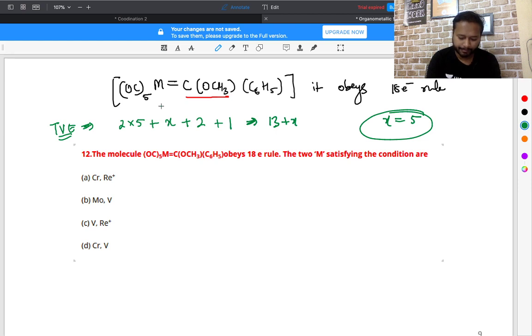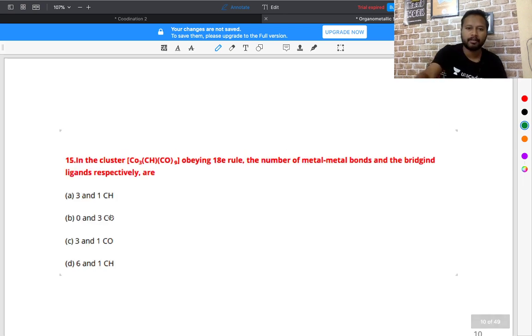Which one will it be? I think vanadium complexes will give you 5 electrons. So vanadium complexes will give you 5 electrons. So option number C, because it's a d3 complex, so that will give you 5 electrons. So option C will be your correct option for this question. Okay, fine. Let's go to the next one.